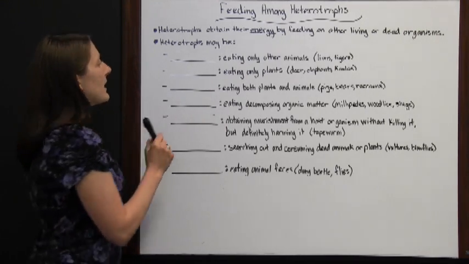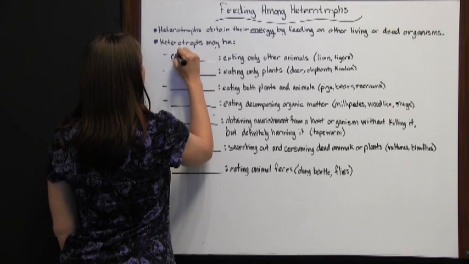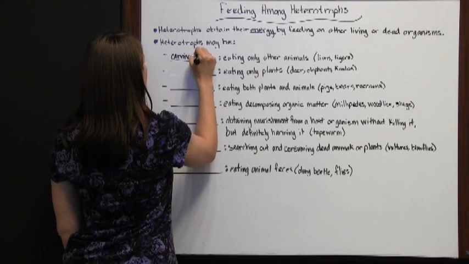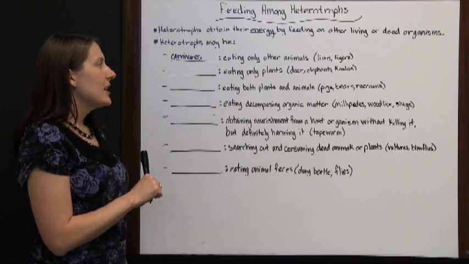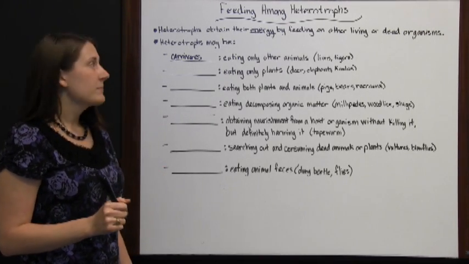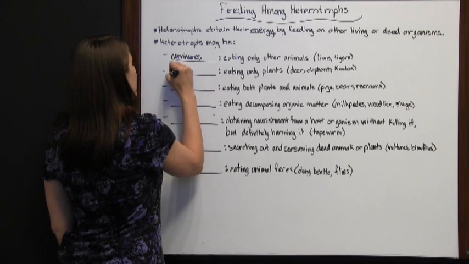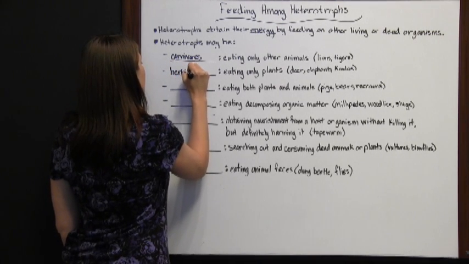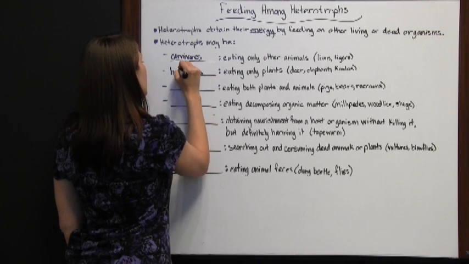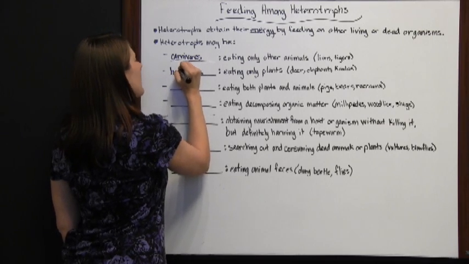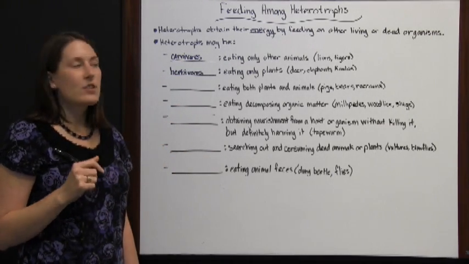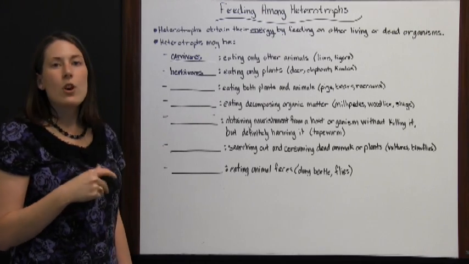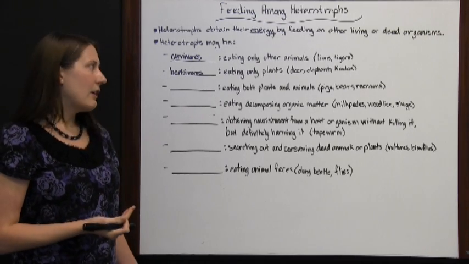So heterotrophs may be carnivores, which are animals that eat only other animals. Examples would be lions or tigers. Heterotrophs can be herbivores, which are animals that eat only other plants. So examples would be deer, elephants, koalas. These animals only eat plants. They're not going to eat other animals.